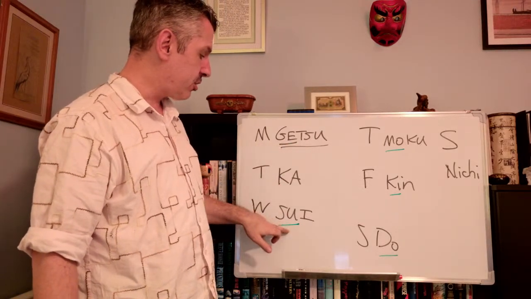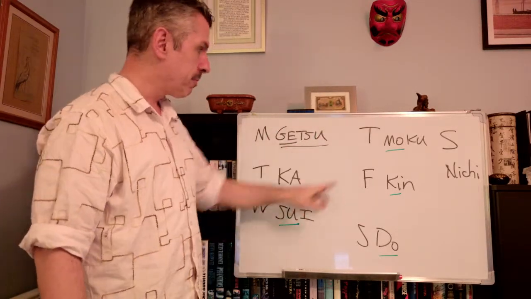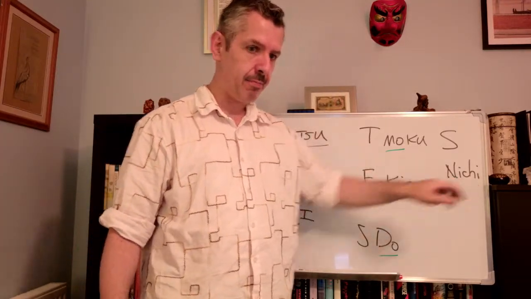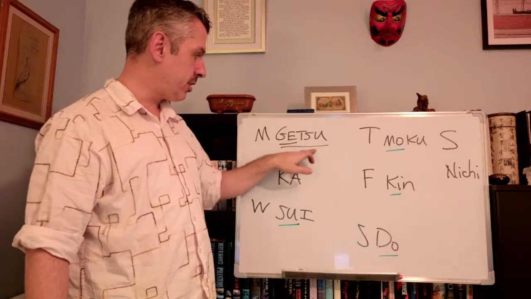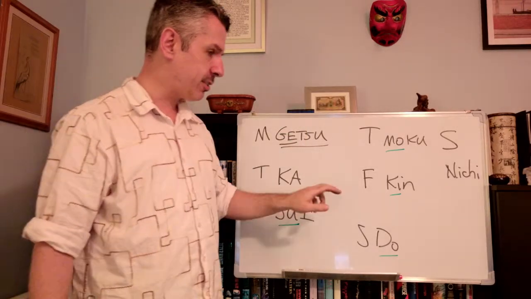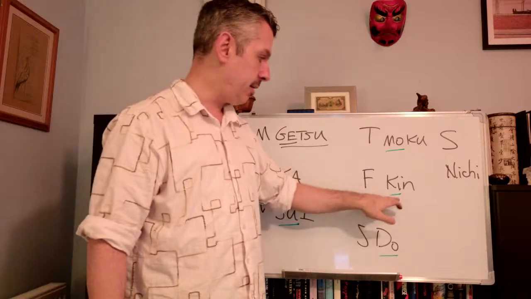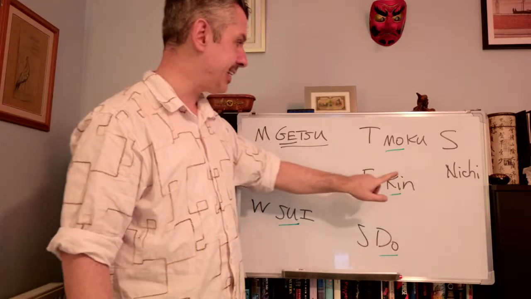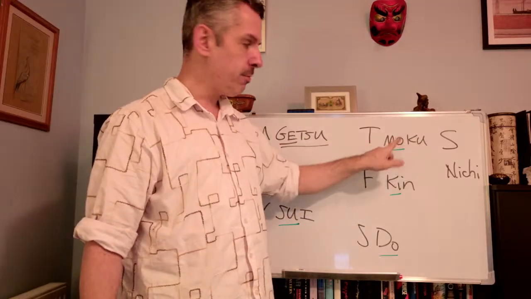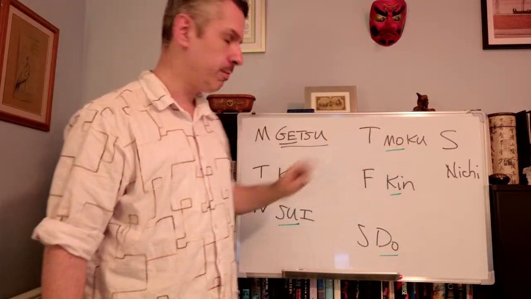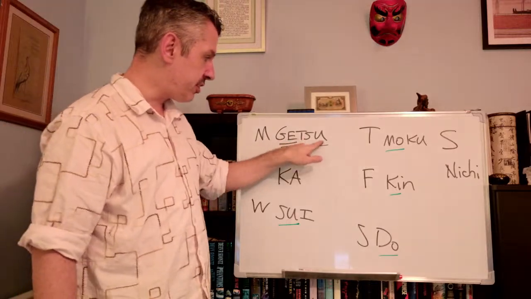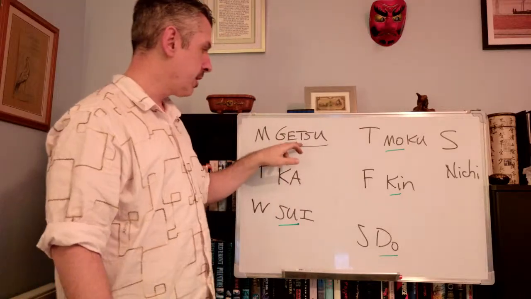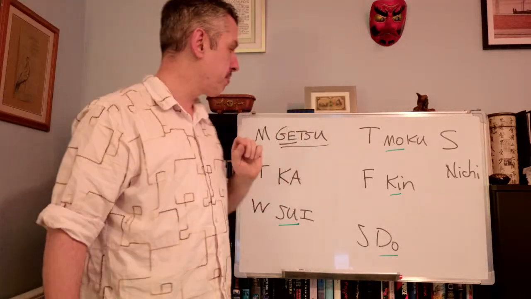Getsu, ka, sui. Moku, kin, do, nichi. Not so pronounced. Kin. That's on its own. Very rare that you see consonants on their own, in fact. Moku. There we go. Getsu. T-S-U. You're fighting over the T and the S there. Just almost, but you do them together.